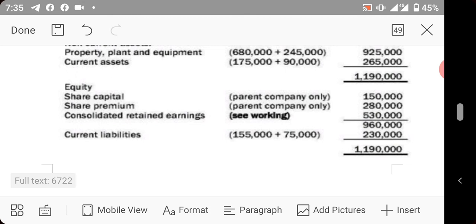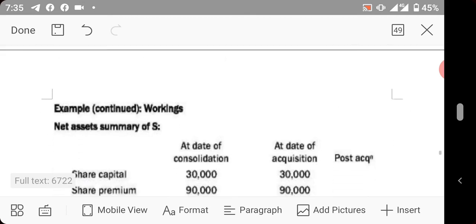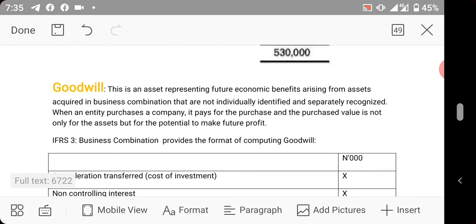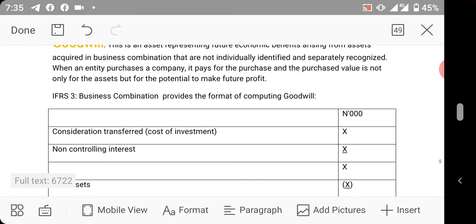So it's simple. Now we'll move a step further by looking at what goodwill is. Goodwill arises as a result of a company acquiring another company and paying an amount either higher or less than the net assets of the company. So goodwill normally arises when we incur an expense that is higher or lesser than what we are meant to pay. You understand? So the format for computing goodwill was provided by IFRS 3.